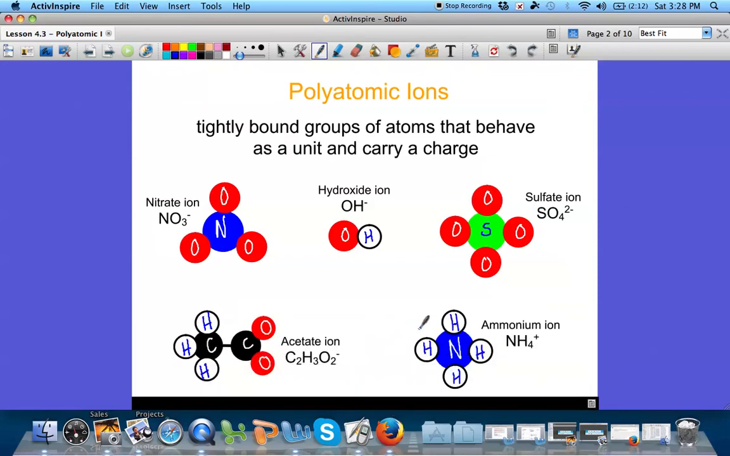We have a nitrate ion that has 1 nitrogen and 3 oxygen and carries a 1- charge. We have a hydroxide ion that has 1 oxygen and 1 hydrogen and carries a 1- charge. We have a sulfate ion that has 1 sulfur and 4 oxygen and carries a 2- charge. An acetate ion has 2 carbon, 3 hydrogen, and 2 oxygen and carries a 1- charge. And then we have an ammonium ion that has 1 nitrogen and 4 hydrogen and carries a 1+ charge. Ammonium is our only positive polyatomic ion that we will be working with.